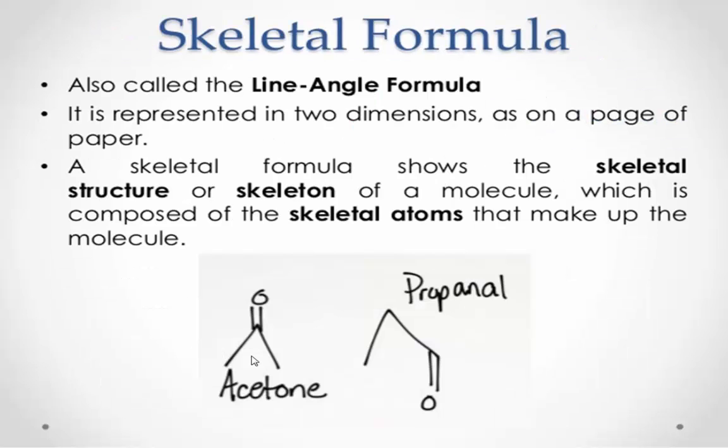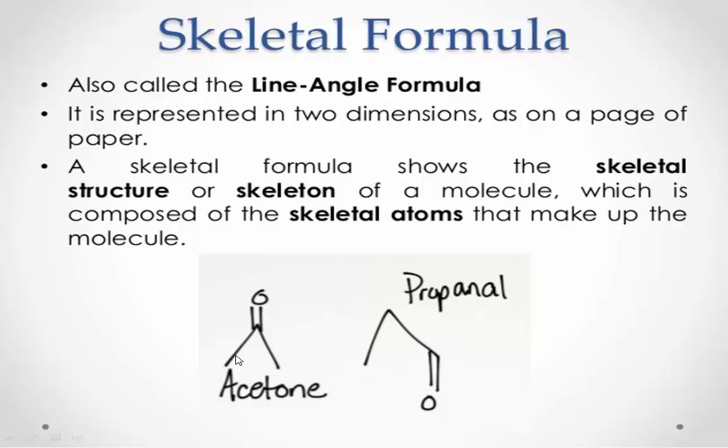Next, the skeletal formula, also called the bond line structure, or sometimes the line angle formula. Some examples are given here. This is the structure of acetone. See here, the first example, acetone.